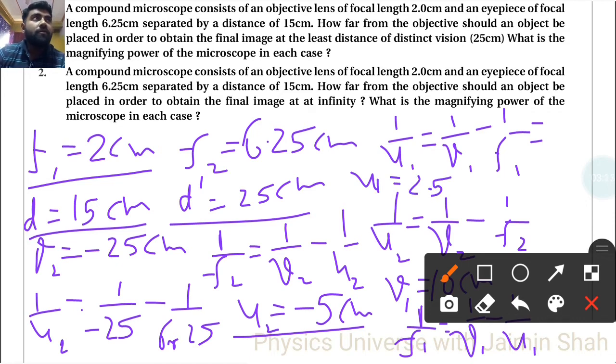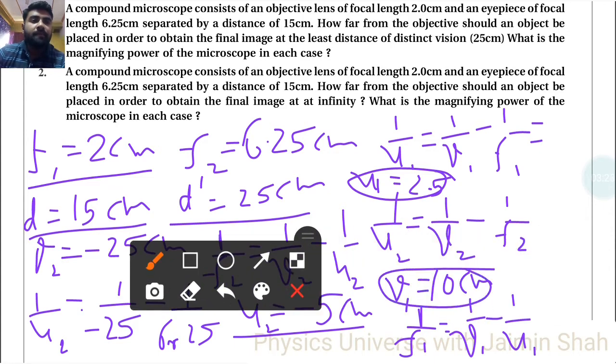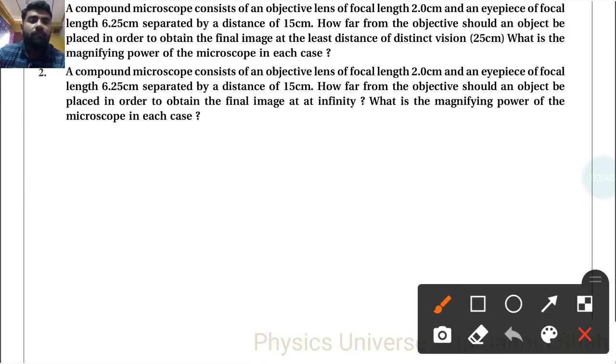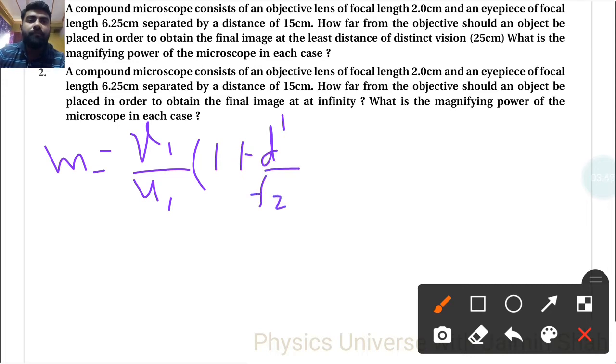Now the mod value of that. So v1 upon u1, now 1 plus, so that is 2.5, and v1 that is 10, right? It is minus, so no problem. u1 is equal to minus 2.5 and v1 is equal to 10 cm. Now for magnification, the formula is m is equal to v1 upon u1 into 1 plus d dash upon f2. So this is our formula.